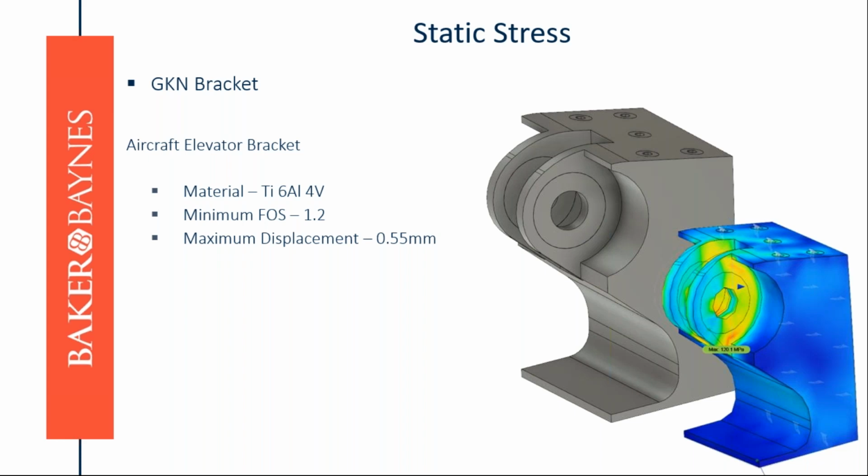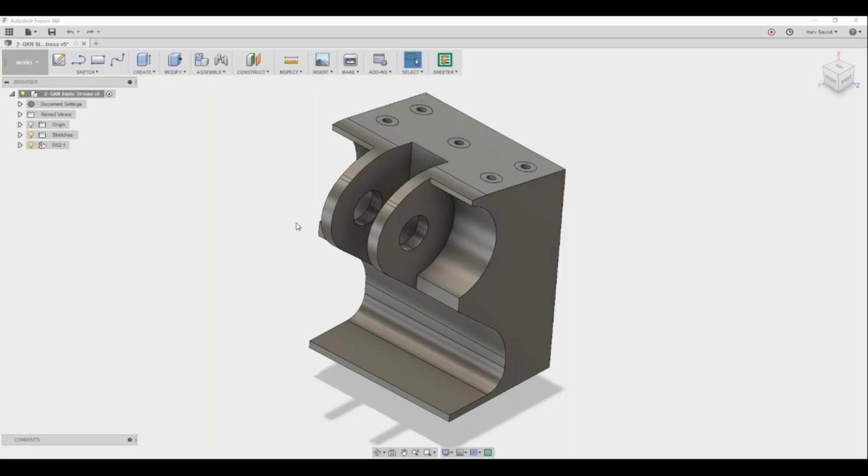In this example, the minimum factor of safety is 1.2, so that's the minimum we could go, and the maximum displacement is going to be just over 0.5 millimeter, so 0.55 millimeters that we're going to work off. So let's run this through some simulation and see what the results look like.